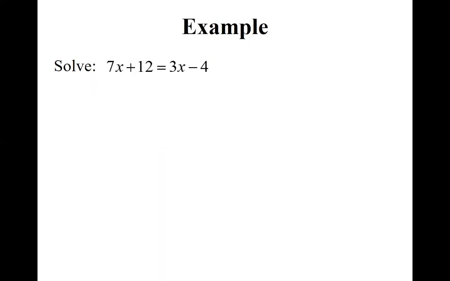So let's solve this. 7x plus 12 equals 3x minus 4. From what we know, we would start by getting rid of parentheses. We don't have any parentheses. Then we would combine like terms on the left. We don't have any like terms on the left. Then we would combine like terms on the right. We don't have any like terms on the right. Okay, well then we would make sure all of our x's are on one side and everything else is on the other side.